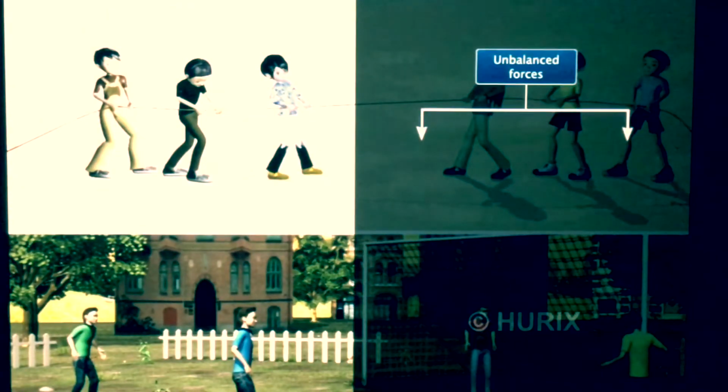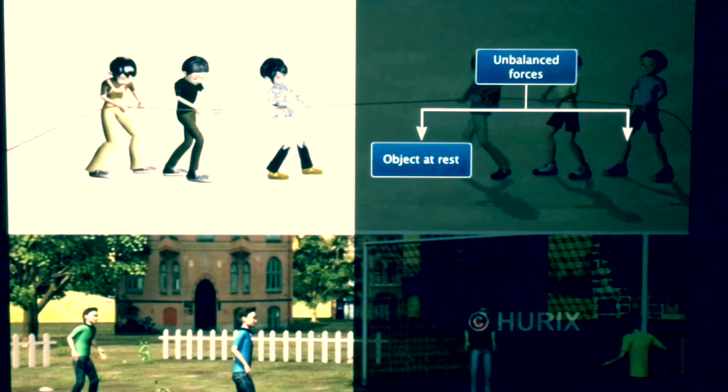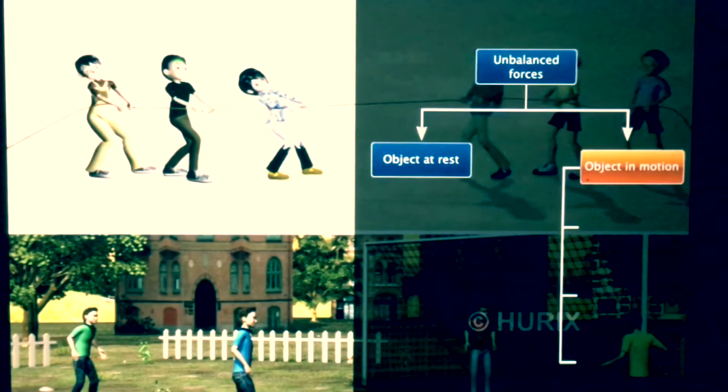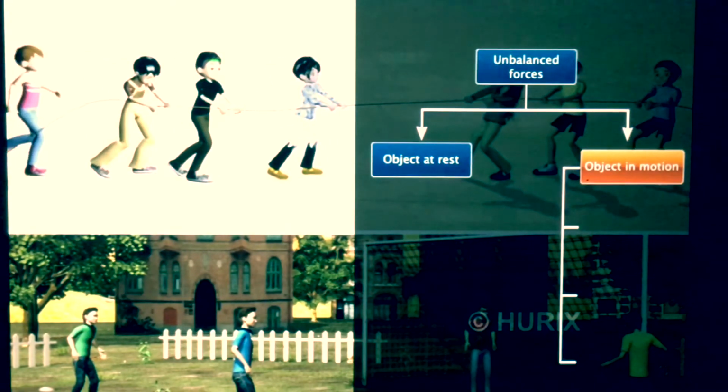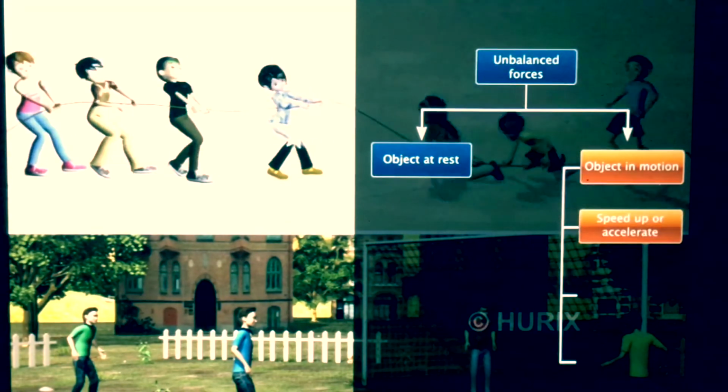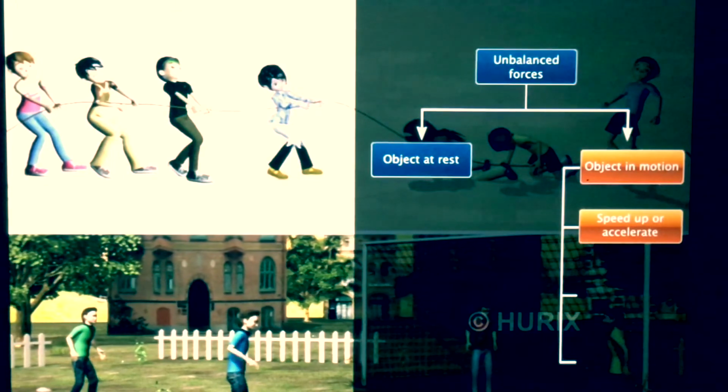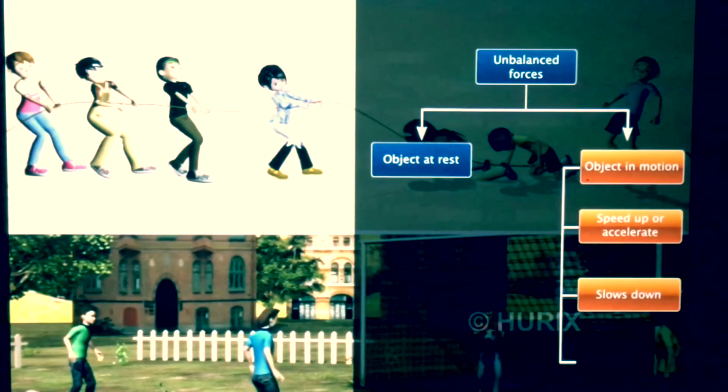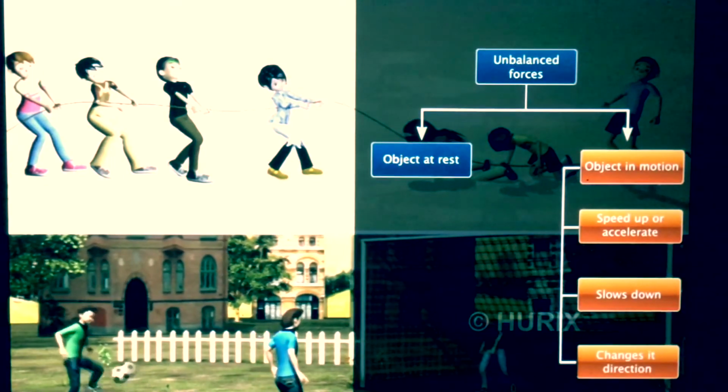When forces are unbalanced, the extra force causes the object to move if it was at rest. If the object is already moving, the extra force causes the object to speed up or accelerate, or slow down, and or change its direction.